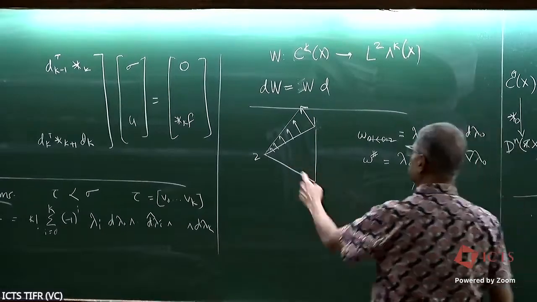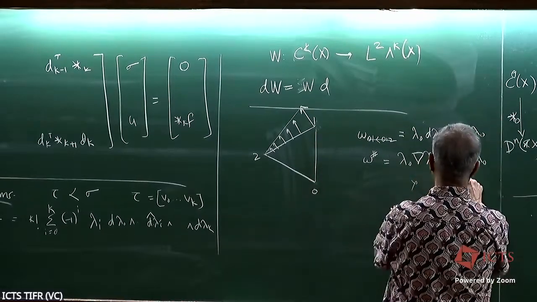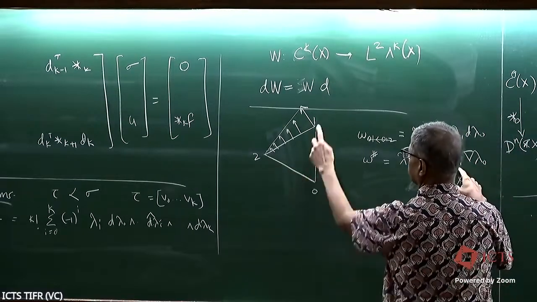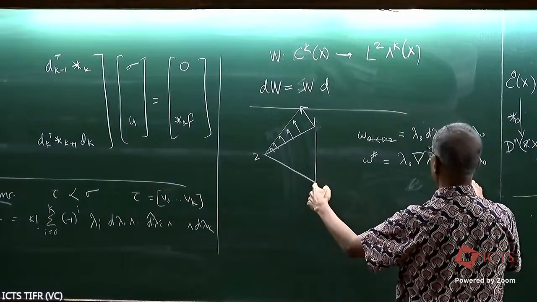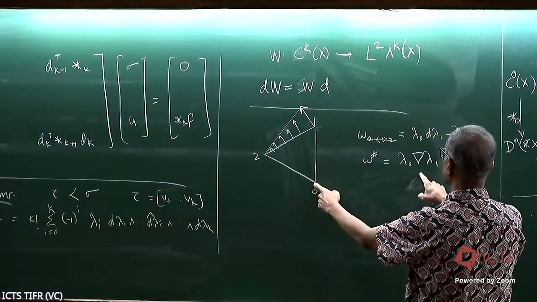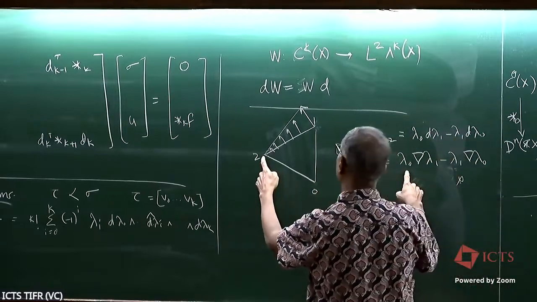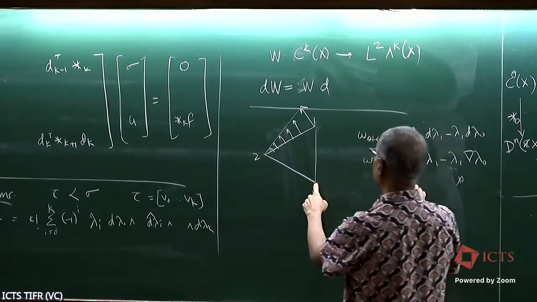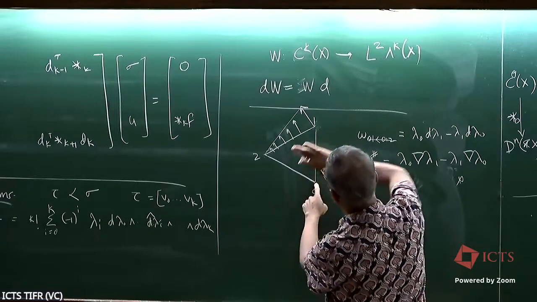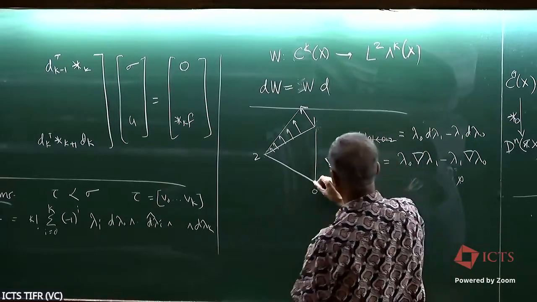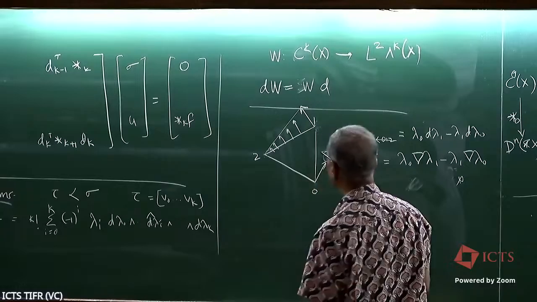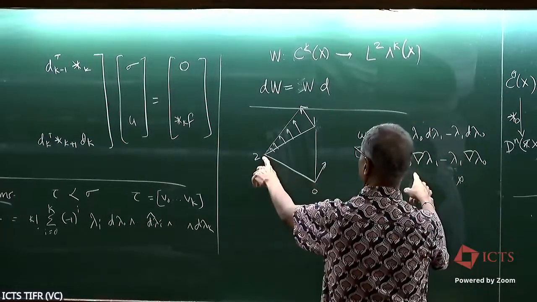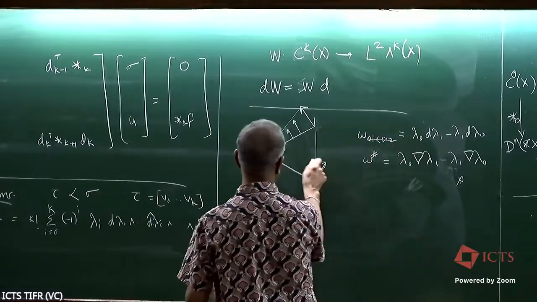On that edge, lambda 1 is 0, so we can throw away this term because lambda 1 is 0 completely on this edge. It's 1 here and 0 here. And so we just have to contend with this term. If I am here, lambda 0 is 1, and the gradient of lambda 1 points in that direction, perpendicular to this edge. And as I go down this edge, lambda 0 falls to 0. So this goes down to 0.